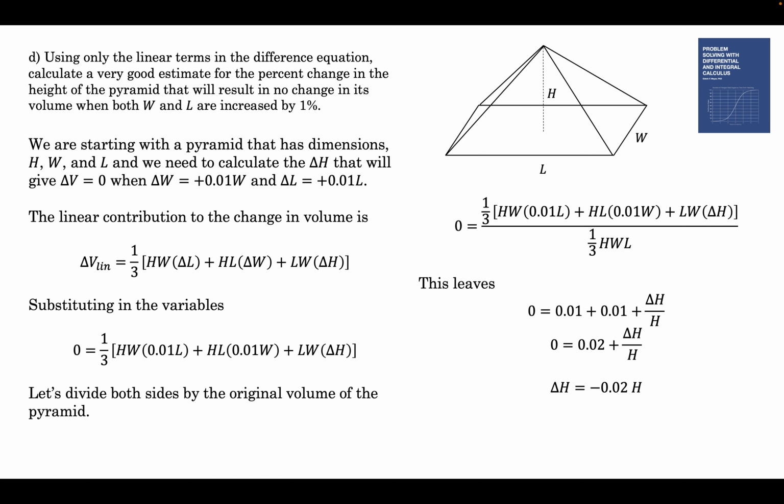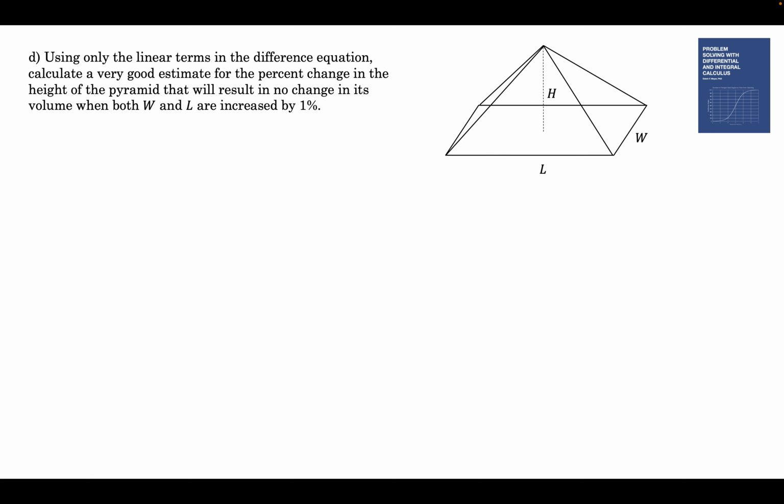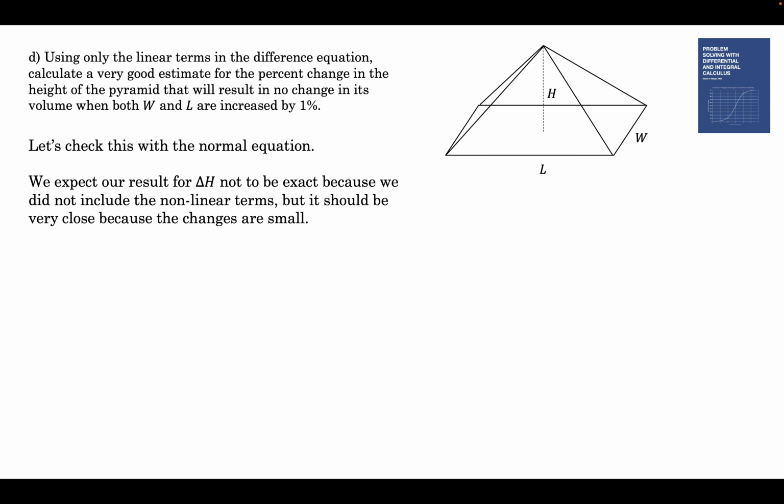So yeah, delta H is negative 2% of H. If you shrink the height by 2% and increase W and L by 1%, the volume will be roughly the same. Remember, we threw out the nonlinear terms. So we have to reduce the height by 2%, and that's the answer to part D. But let's keep going because we want to check this. Let's use the normal equation to check this.